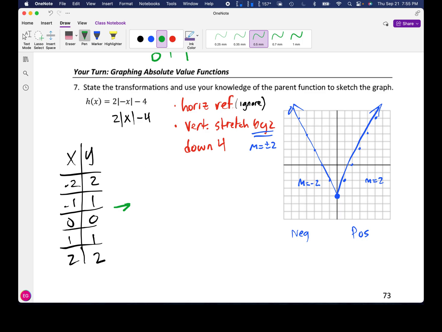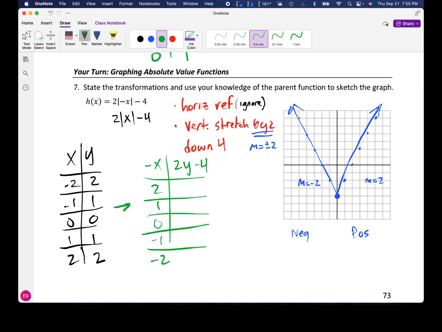If we want to do this officially, what we're going to do is make the table. It's going to be a negative x. It's going to be 2y minus 4. And that's going to flip-flop all of the x values with their negative signs. And it's going to make this be 0, this be negative 2, this be negative 4, this be negative 2, and this be 0. And notice how the 2 and the 0 and the negative 2 and the 0, they have the same y values. That's why this whole horizontal reflection we can ignore, because it's not actually doing anything because of the way the symmetry works.